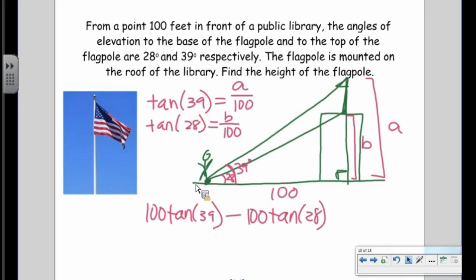The final answer was 27.81, what is it, meters? Feet. 27-foot tall flagpole.